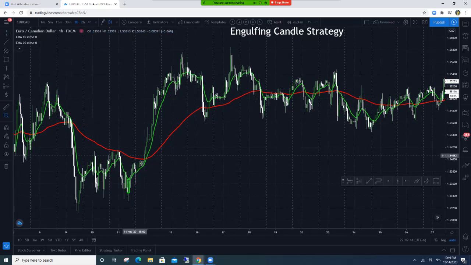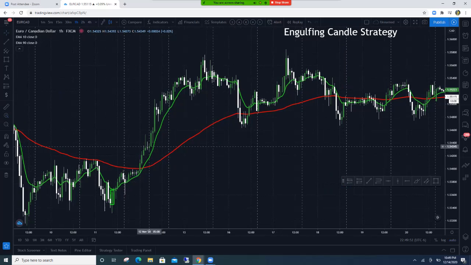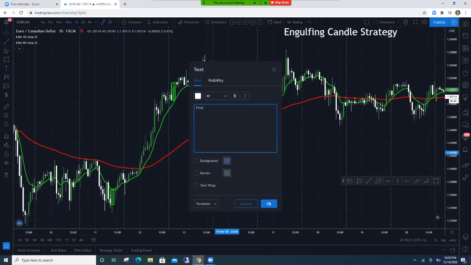So if I zoom in a little bit, where does an engulfing candle form? So I go here, I look for an engulfing candle. That's close. It's not an engulfing candle. Oh, here we go. Here's an engulfing candle. So the first part of the trade is to find the trend, the second part of the trade is to find an engulfing candle. So to recap, find the trend, find an engulfing candle that goes with the trend.